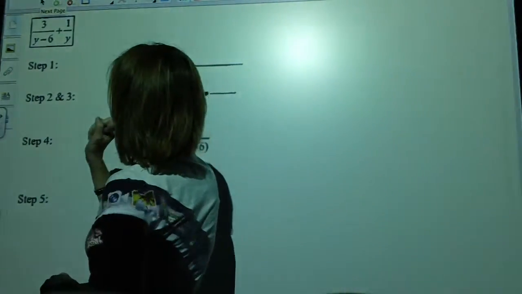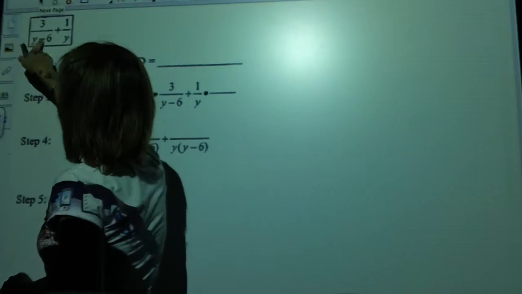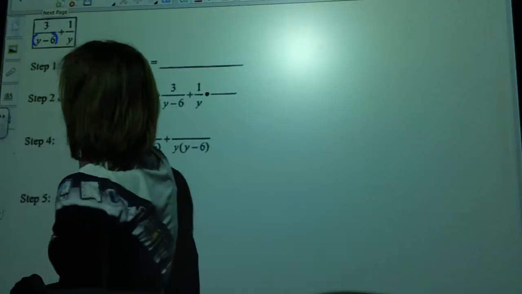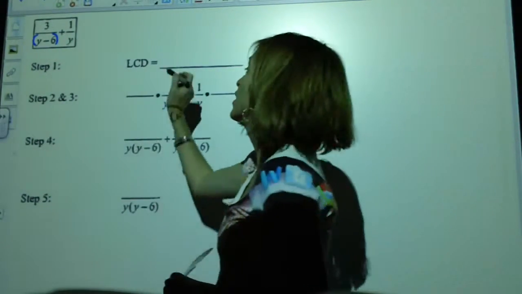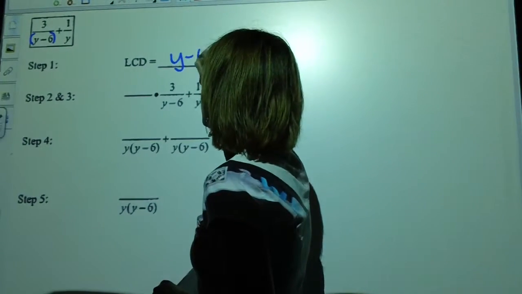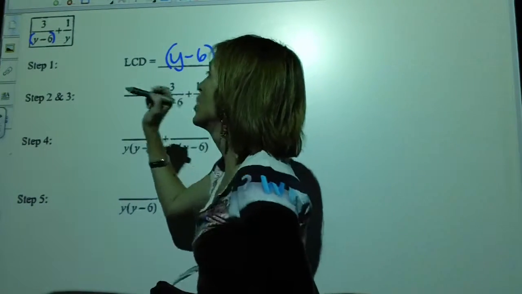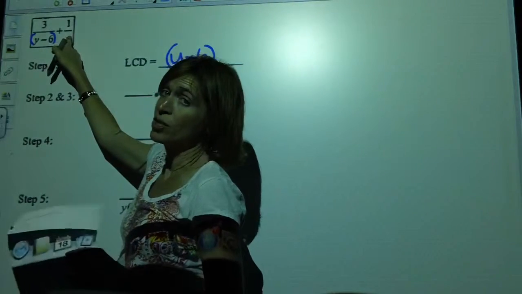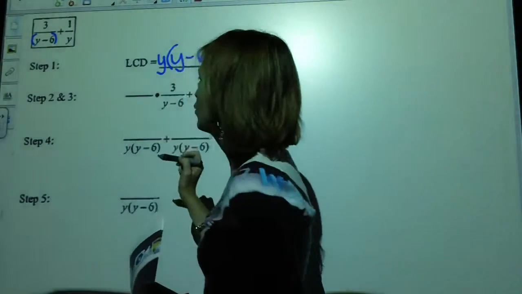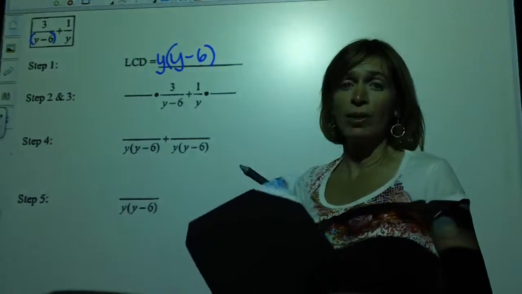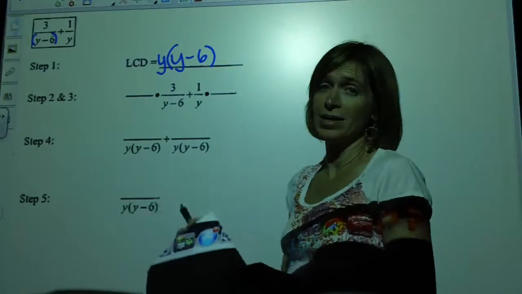All right, this one's a little bit harder. Now, because y minus 6 is an expression, it is a factor that's in the denominator. So how many times does it occur, y minus 6? It occurs 1 time. So y minus 6 is part of my LCD. This one has a factor of just plain old y, and it occurs 1 time. So y is also part of my LCD. So my LCD would be y and y minus 6.